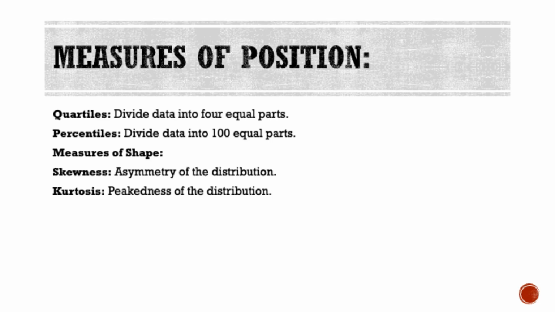Measures of position include quartiles, which divide data into 4 equal parts, and percentiles, which divide data into 100 equal parts. Measures of shape include skewness, which measures asymmetry of the distribution, whether it's skewed left or right, and kurtosis, which measures peakedness, whether the distribution has heavy or light tails. Each of these characteristics provides a different piece of information about the data and helps us understand its structure.